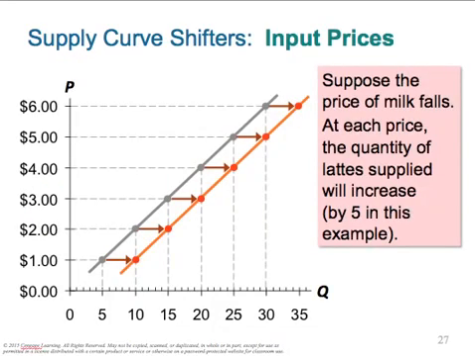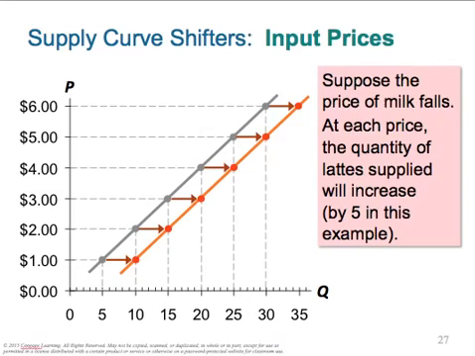So again, with the latte example, suppose the price of milk falls. At each price, the quantity of lattes supplied will increase by, let's say, uniformly 5 in this example. So milk's less expensive, and they're making more money per latte. At $1, the market or Starbucks would supply 5. Now they're willing to supply 10, and so on and so forth. And you just have a shift in supply, a positive shift in supply.